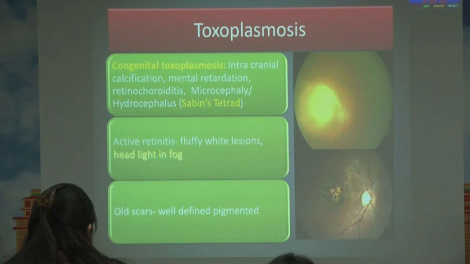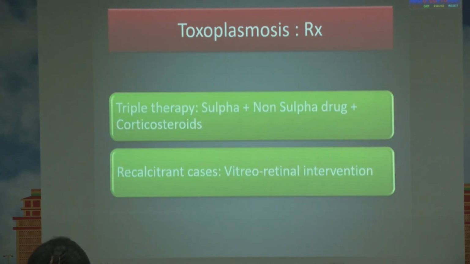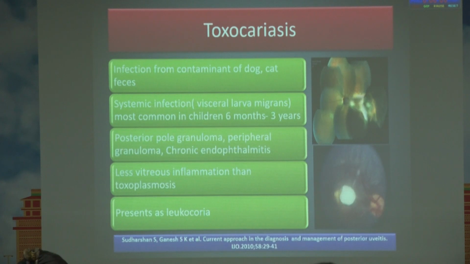and most of the time in the pediatric subset, these are incidental findings. In infants, IgM is of some help, but in adult patients it is nested PCR along with the Goldmann-Witmer coefficient. They can be helpful, but the diagnosis of toxoplasma is mainly clinical in nature, and we treat with triple therapy: one sulfa drug, one non-sulfa drug, and corticosteroids. In recalcitrant cases, you will have to take the help of your friends, the VR friends.